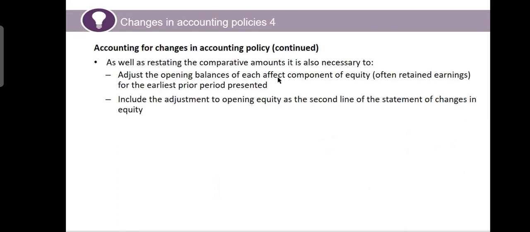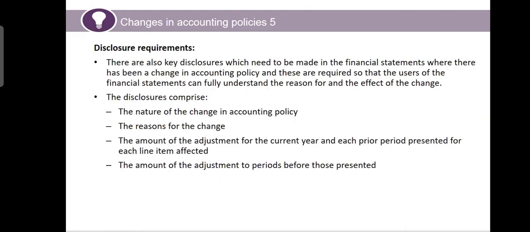Okay, so disclosure requirements, pretty simple. Usually disclosures are not part of your F7 exam, not even SBR. They don't ask you to make disclosures, but what disclosure notes you should give: the nature of the change in accounting policy, I mean, what accounting policy you changed. The reasons for the change. That's very important. Why are you changing it? And the amount of the adjustment for the current year and each prior period, and the amount of the adjustment to periods before those presented.